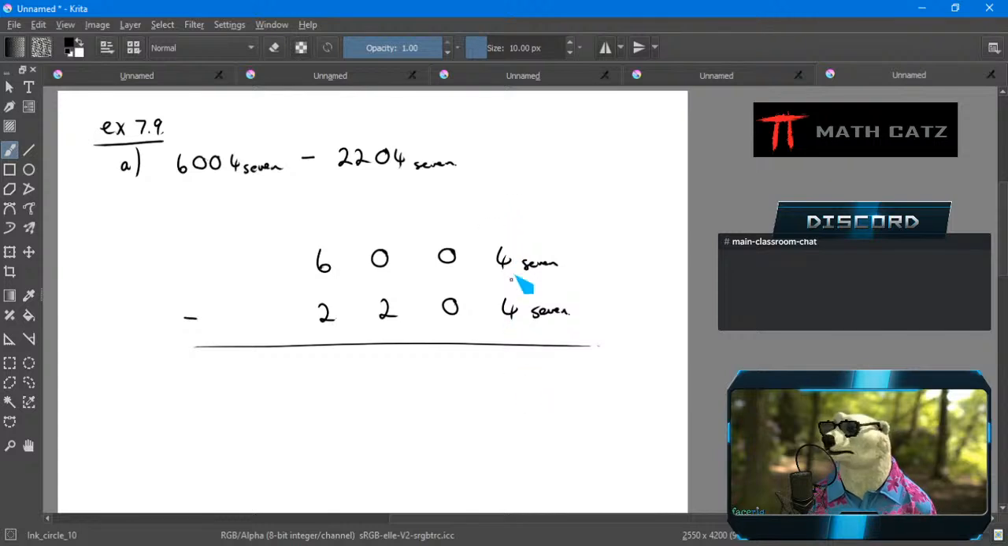So I'm subtracting. 4 minus 4 is 0. 0 minus 0, 0. Oh, so easy. 0 minus 2, oh, can't do it. I'm going to have to go borrow. I borrow 1. That then becomes 5. Now I can't just write anything here. Yes, I borrow a group of 7.